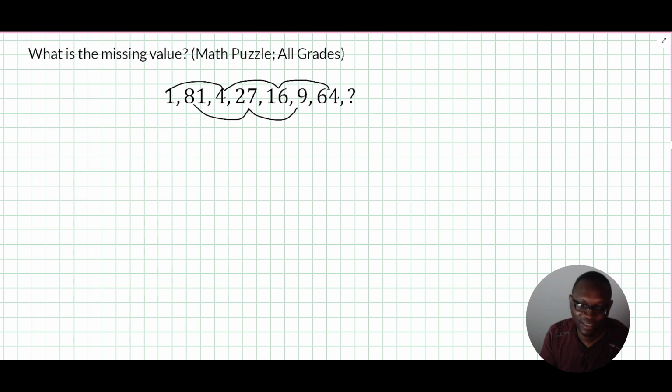Okay. So this is multiplied by 4, multiplied by 4, multiplied by 4. This is divide by 3, divide by 3. And so your next number is going to be divide by 3. There you go. Good try. So that's what we have for today.